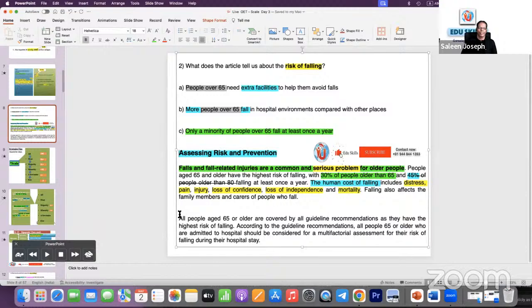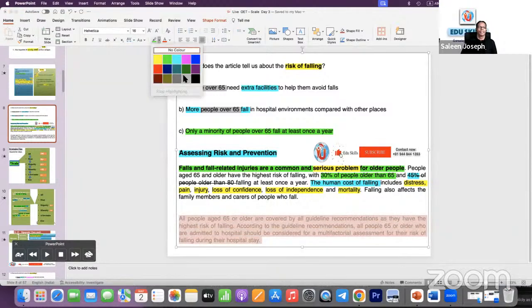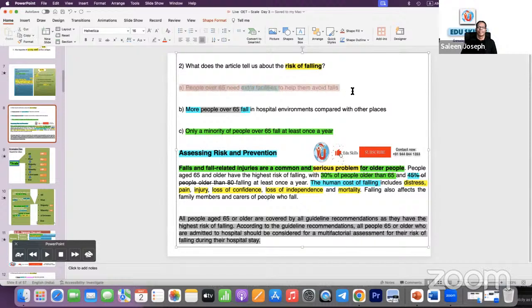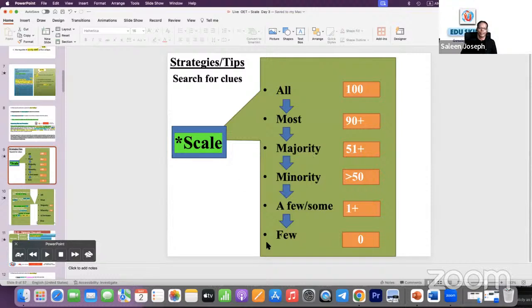So all these are not required, because this speaks about the first option: extra facilities. We are not asked about extra facilities, but about the risk of falling. Risk of falling doesn't include facilities; it only has the human cost of falling, meaning the effect of falling. Let's check.